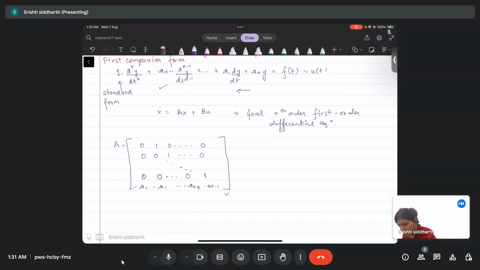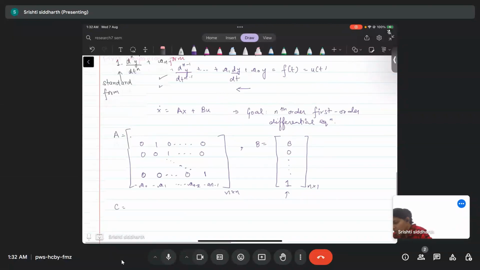So this is a square matrix, n by n. The B vector in the CCF form would be all zeros and 1 at the end. So the input is only included in the last row. So this is an n by 1 vector.